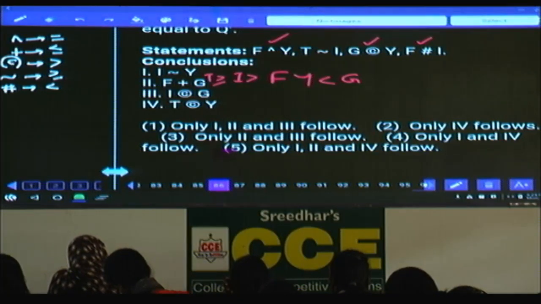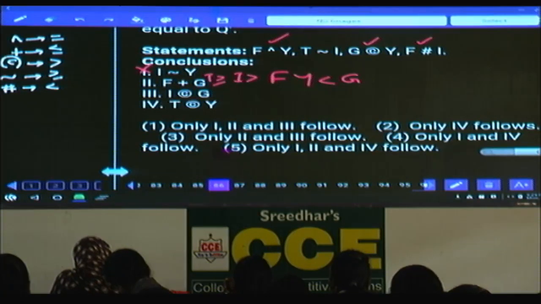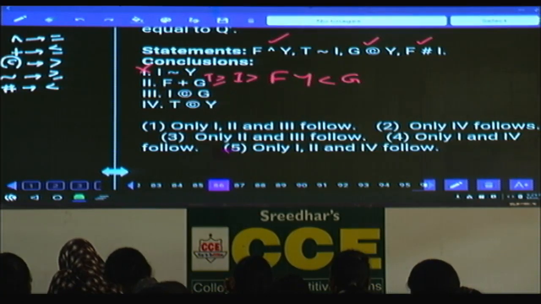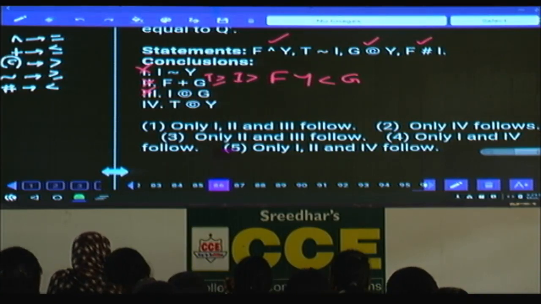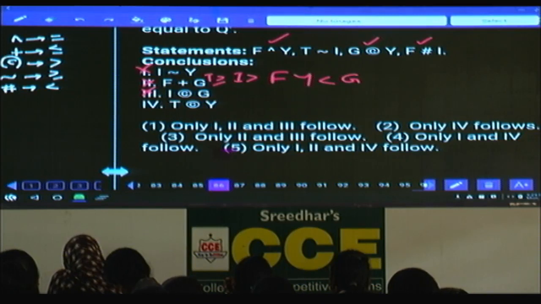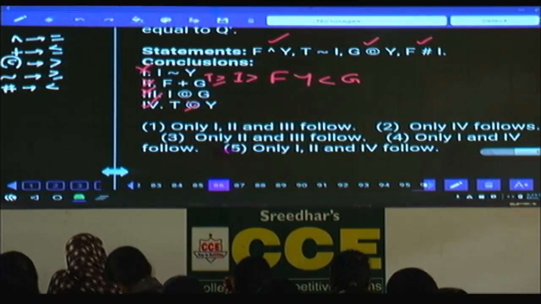First one, I greater than or equals to Y: between I and Y, only greater than is common, equal to is false. F plus G: F lesser than or equals to G; F lesser than G, equals to is false. I copyright G, I greater than G: two opposite symbols, no relation here. Now between T and Y, T greater than Y is definitely true, since copyright is greater than. What is your answer? Only 4 follows. Only 4, it is choice 2.